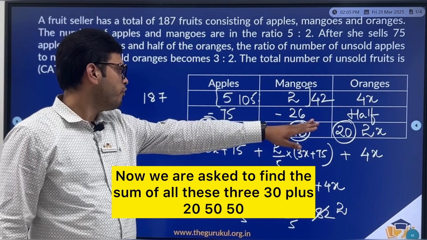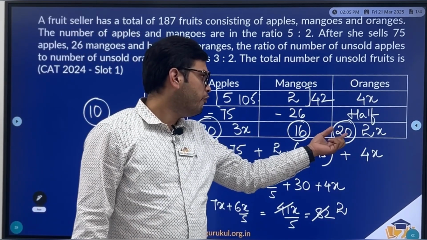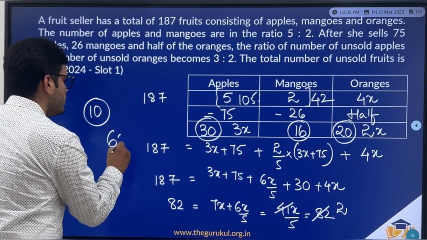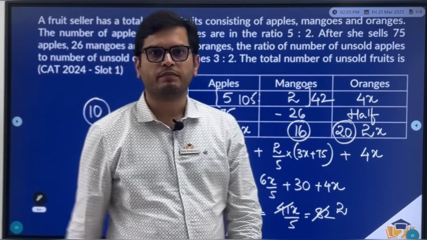Now we are asked to find the sum of all these three. 30 plus 20, 50, 50 plus 16, 66 should be the answer for this question.